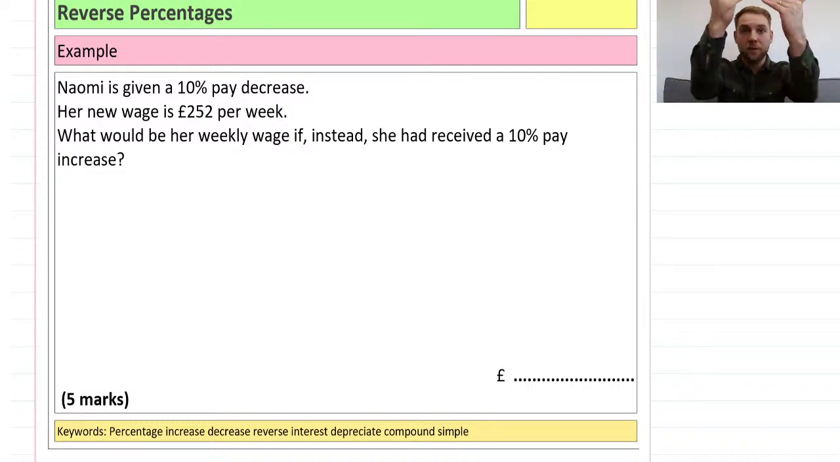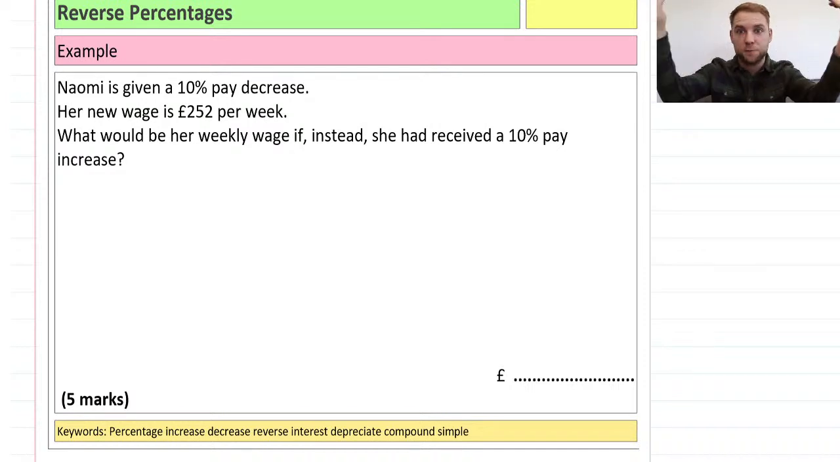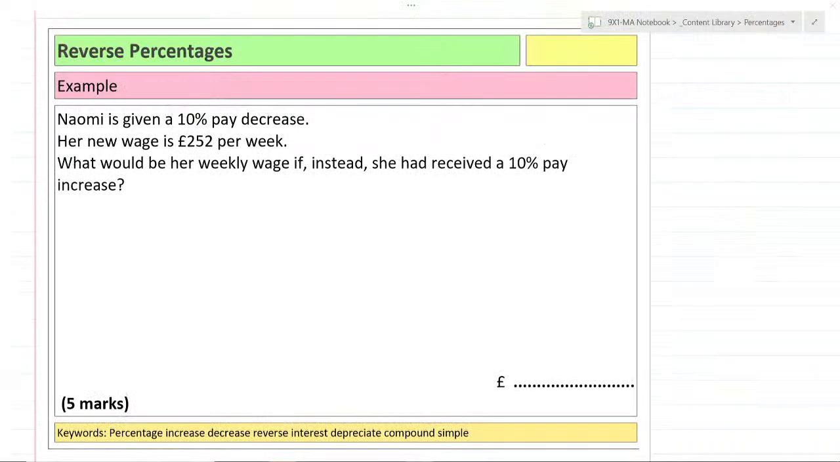So first of all, we've got to find the reverse percentage. Then we've got to do a percentage increase, and that's why it's worth 5 marks. Have a little go at that one yourself. I will go through it in a second. Think about what that 252 represents.